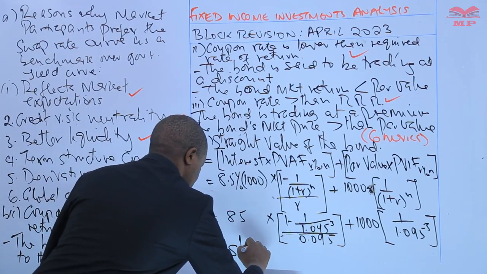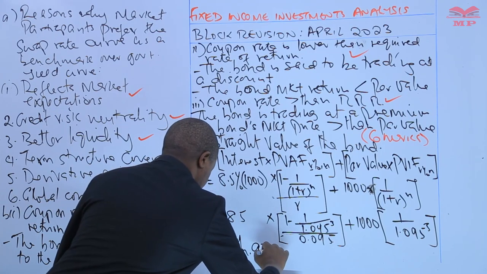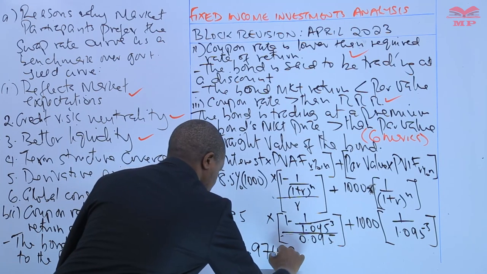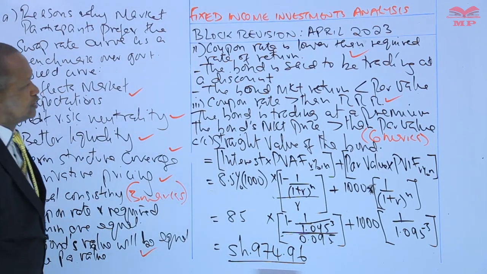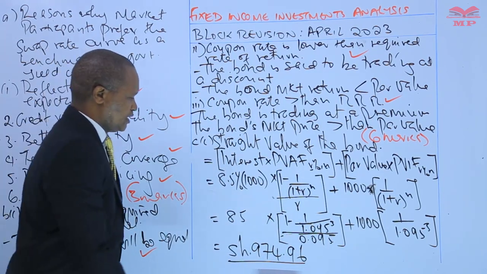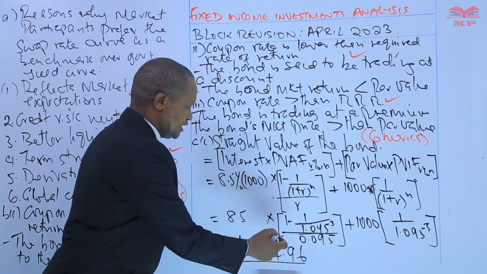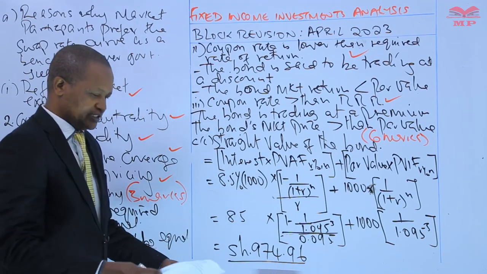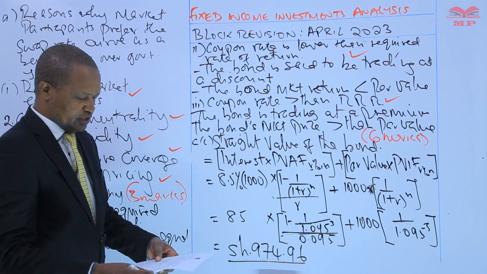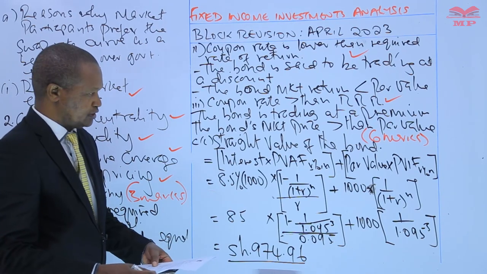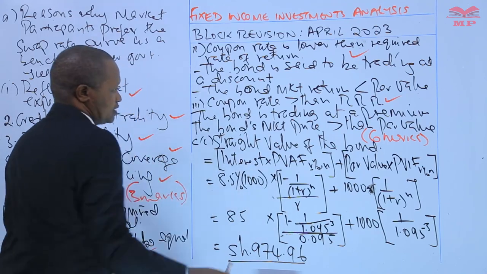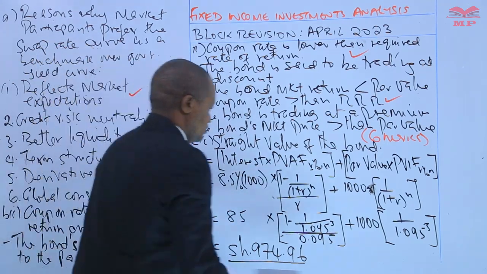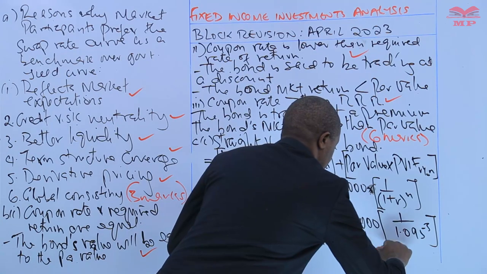The answer here is 974.96. So candidates, that is the straight value of the bond, 974.96. That will earn just 2 marks. These are 2 easy marks.